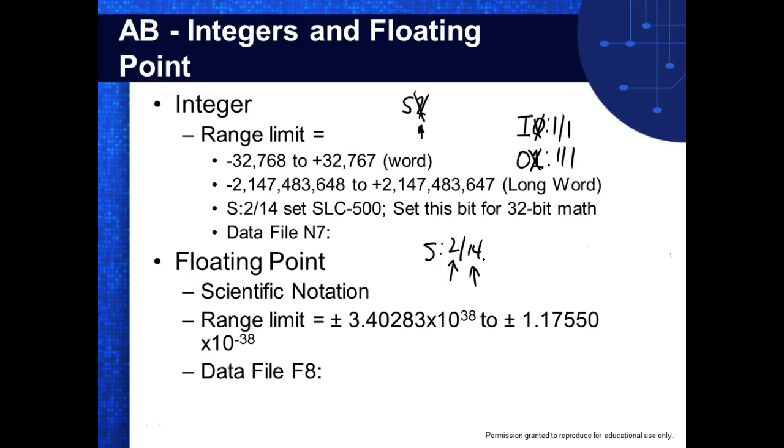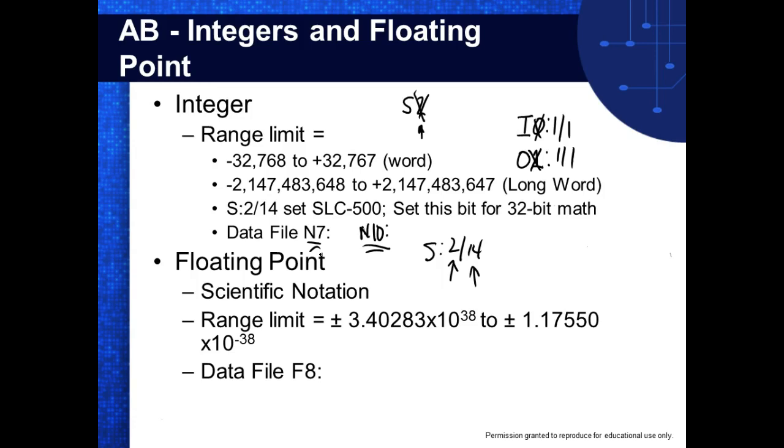So if I'm using integers, then I'm going to use what? N7. If I'm using data files, I'm going to use what? FA. Now, it depends on the PLC. Some of our PLCs have 2 integer files. They have the N7 and also they have the N10. So these are in that. How many you have available? It's just like some PLCs have a B3 and a B10, right?